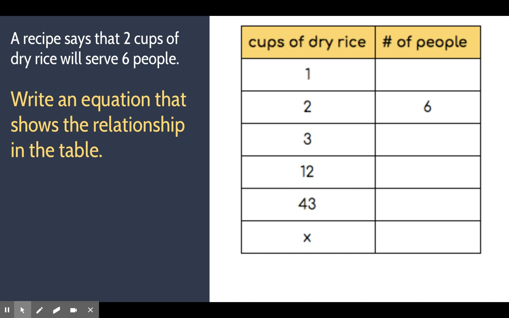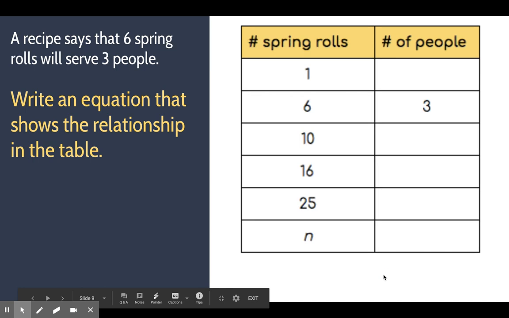And all I'm going to do is put in a number for x, and that'll tell me the number of people that it will serve. So this last row on the table should have been 3x, and your equation is y equals 3x. So now that we know that, let's just go ahead and check part of the second question.